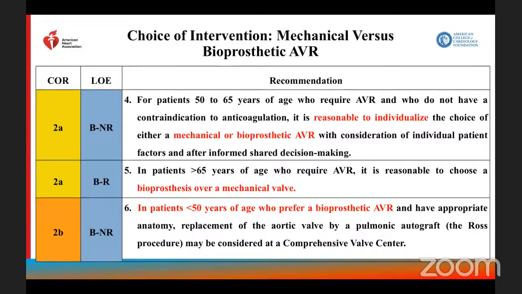In patients who are more than 65 years of age, who require aortic valve replacement, it is reasonable to choose a bioprosthetic over a mechanical valve. It's a class 2A B. In patients less than 50 years of age who prefer a bioprosthetic aortic valve replacement and have appropriate anatomy, replacement of the aortic valve by pulmonic autograft, the Ross procedure, may be considered at a comprehensive valve center. This is a class 2B B.